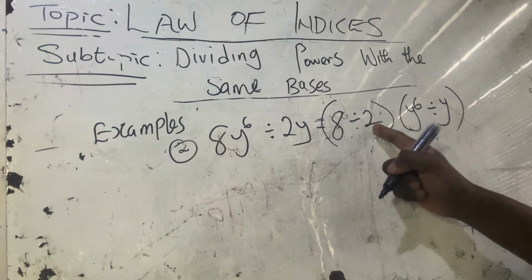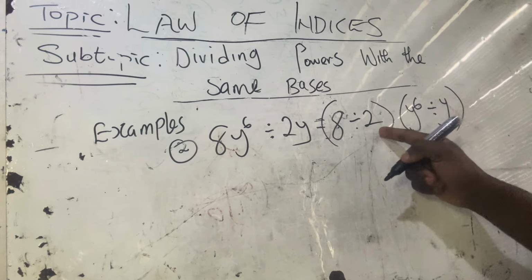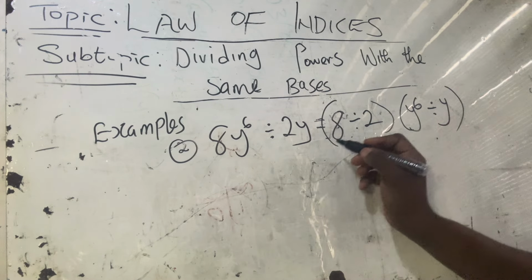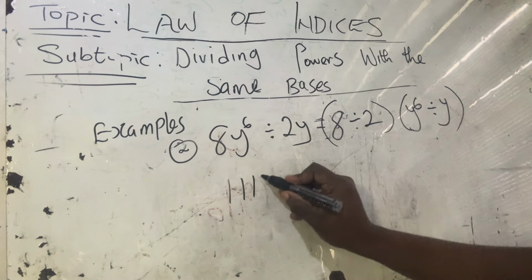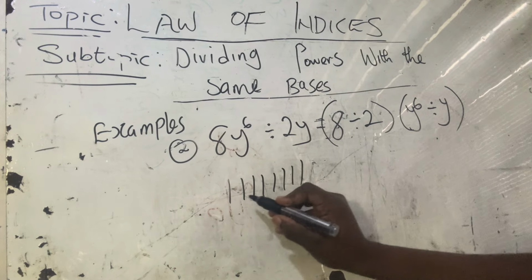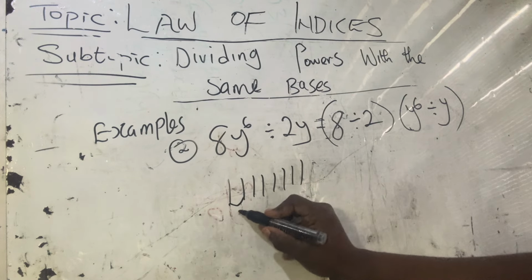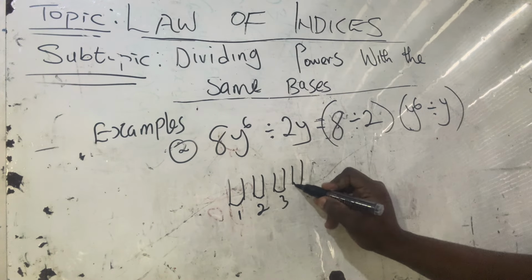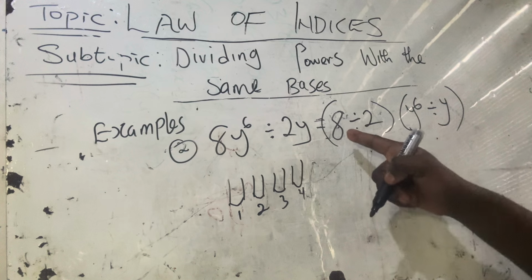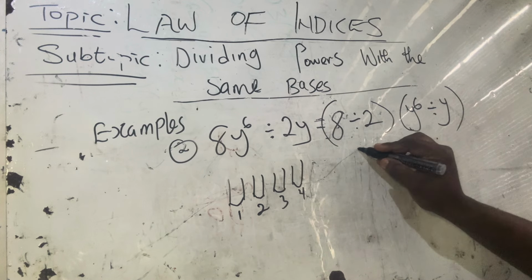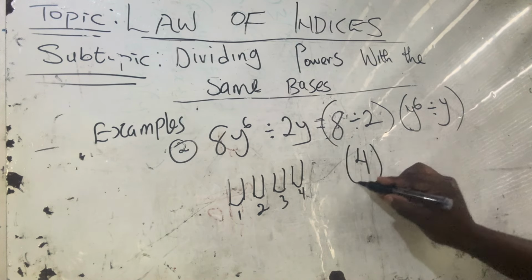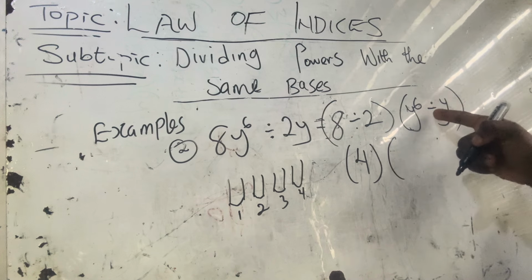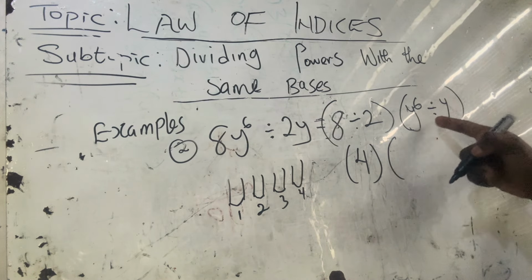Now, what is 8 divided by 2? 8 divided by 2 means I'm going to count 8. 1, 2, 3, 4, 5, 6, 7, 8. Let's divide it by 2. 1, 2, 1. 1, 2, 2. 1, 2, 3. And 1, 2 is what? 4. So 8 divided by 2 gives us what? 4 into brackets. Now, the base here is what?